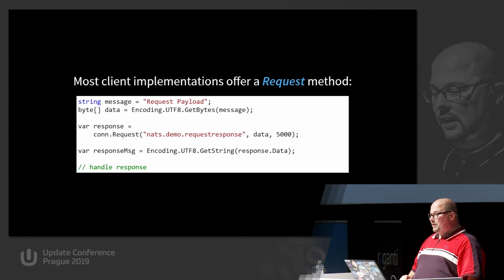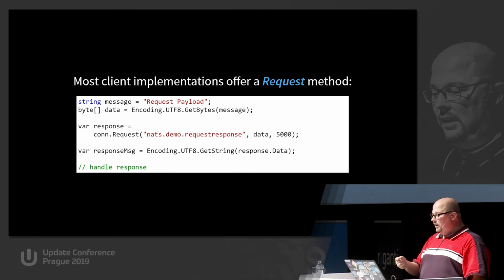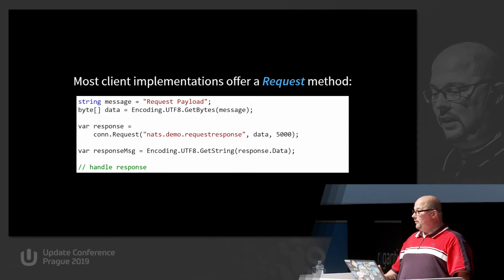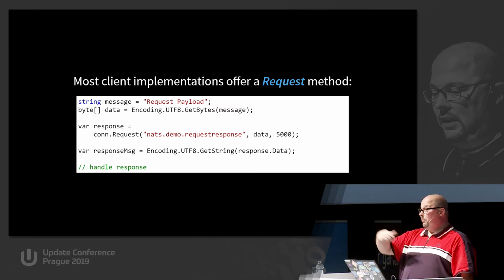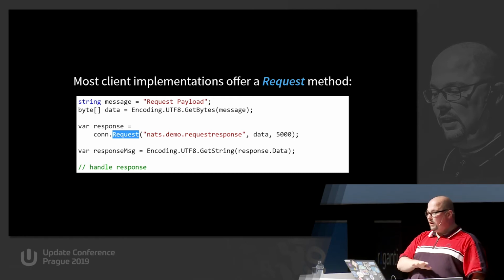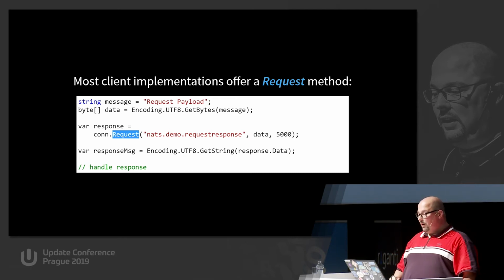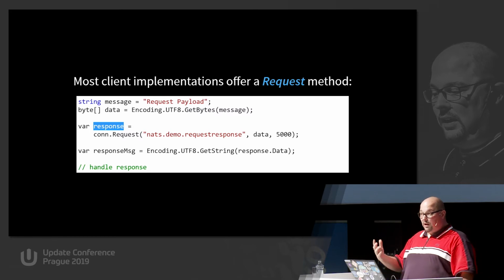And the really cool thing is that most clients also have automated this in a request method. So what we saw before, we did a publish, which is fire and forget. I publish it and then forget about it. But in this case, I do a request. And then this whole dance with the temporary subject and the subscription and all that stuff happens under the covers. And now I just get a response back. So the NATS client handles that for me. And then with this response, I can do something.